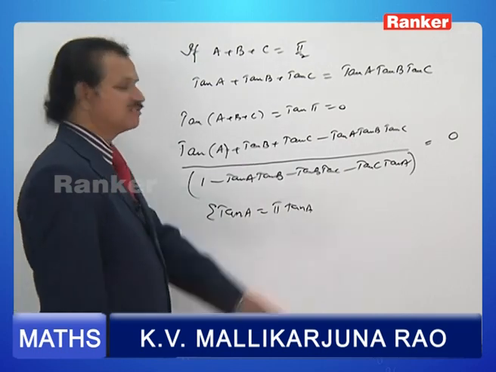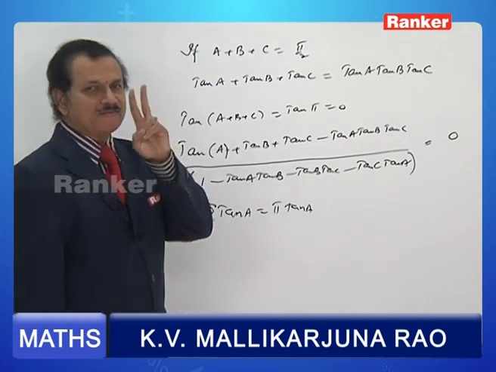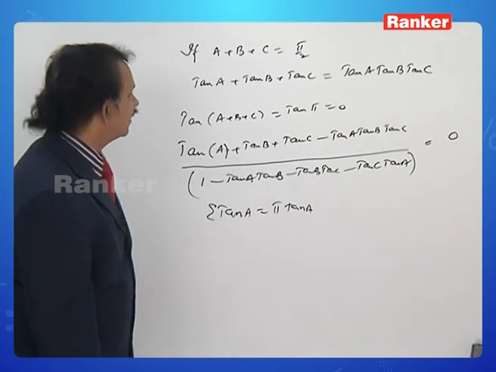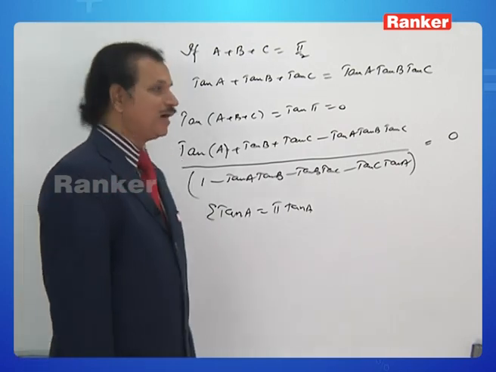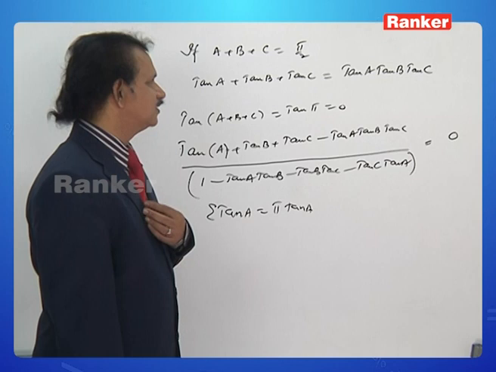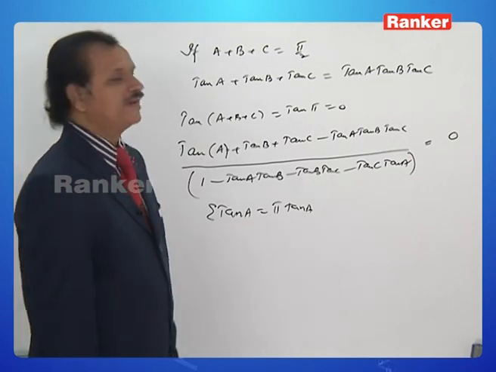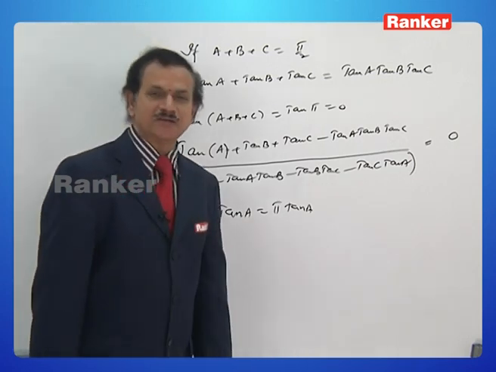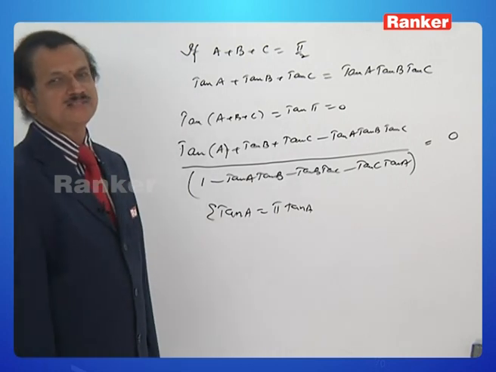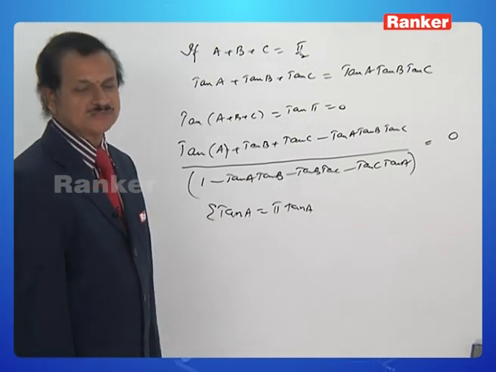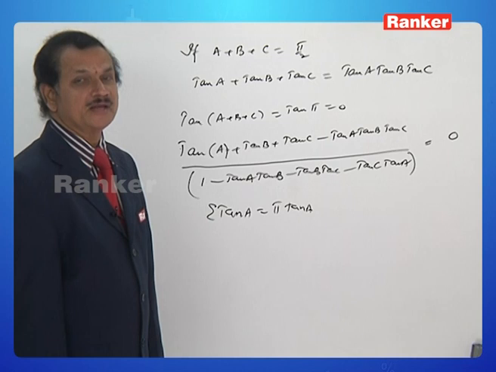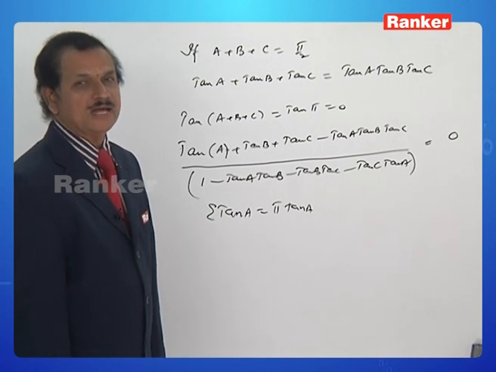So, by making use of this formula, you will be able to have two identities. What are they? One thing is, if a plus b plus c is equal to pi, then tan a plus tan b plus tan c is equal to tan a tan b tan c. And if a plus b plus c is equal to pi by 2, then tan a tan b plus tan b tan c plus tan c tan a is equal to 1. That is, sigma tan a tan b is equal to 1.